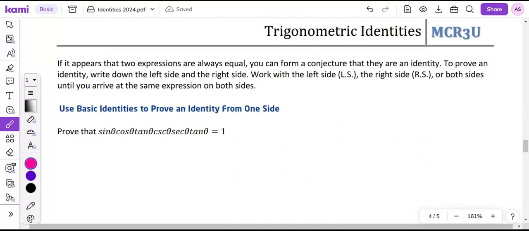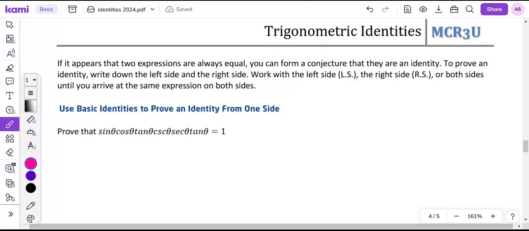We're going to prove this wild-looking identity. Sine theta times cosine theta times tan theta times cosecant theta times secant theta times tan theta is equal to 1. Now, I want to be very clear. It is not enough just to plug in a couple of angles and show that it's true. That only shows it's true for 1 or 2 different angles. To prove an identity, you have to prove it's true for all angles.